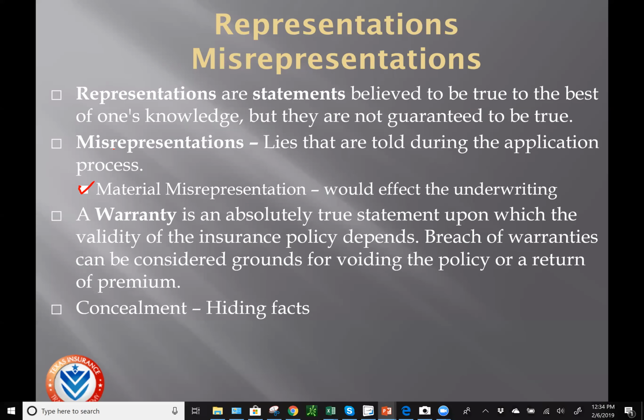Now, concealment is just hiding facts. I might not be coming out and lying, but I might just be hiding those facts.